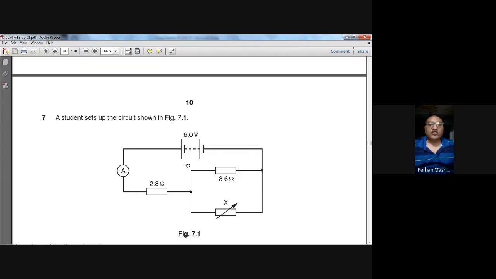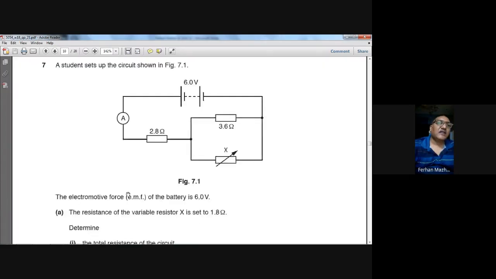I equals EMF divided by the total resistance of the circuit. Here I know the EMF of the battery, 6 volts, and I also know the total resistance of the circuit. So by applying that formula, we are able to find the current coming from the battery. The ammeter will read that current.